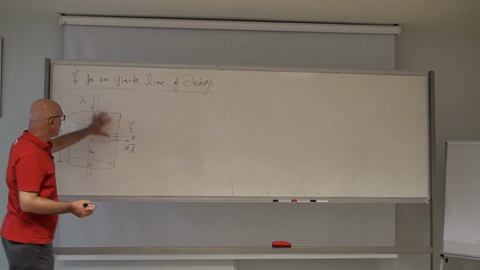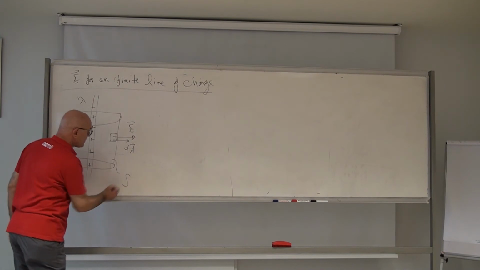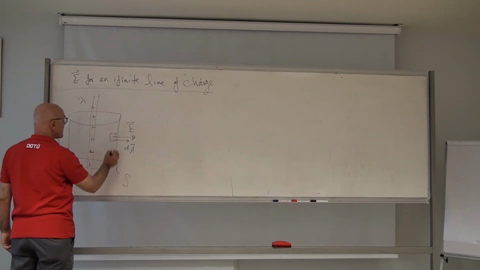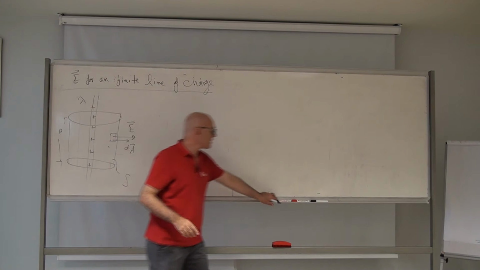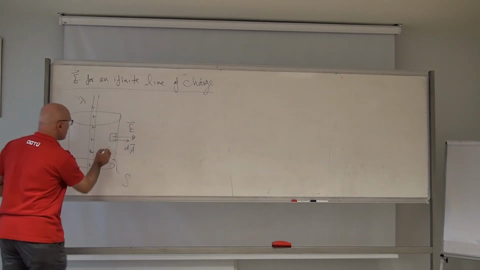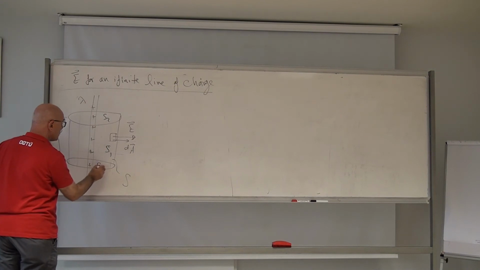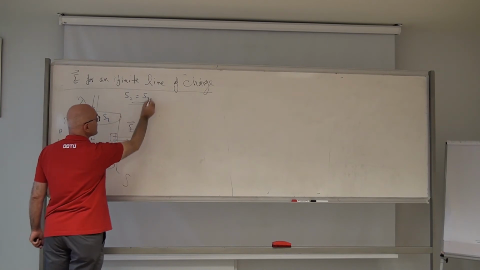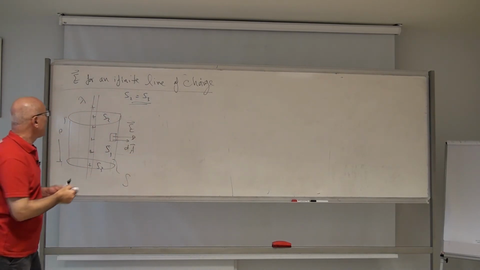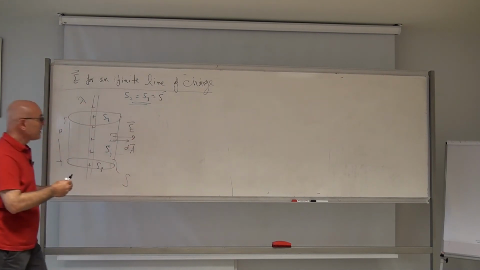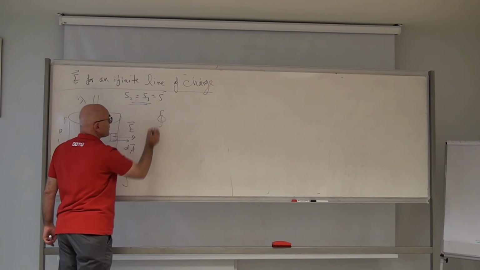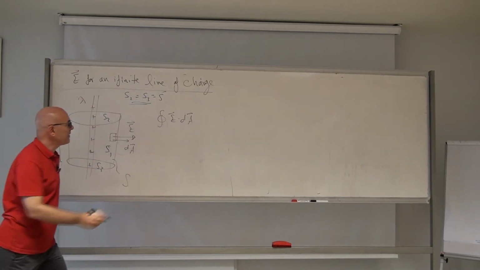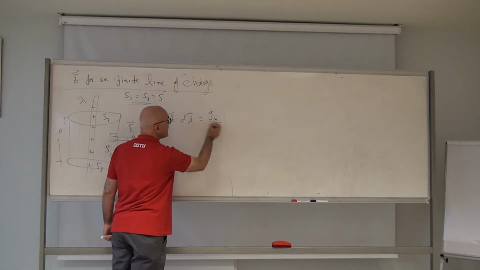Now apply Gauss law to this surface. This is my surface S, and it's composed of three parts. Call this part S1, this S2, and this S3. I know that the area of S2 is equal to S3. Let me call this, for example, S prime. Now I apply my Gaussian integral, which is the left-hand side of Gauss law. I say that the integral of E dot dA should be equal to Q enclosed divided by epsilon naught.